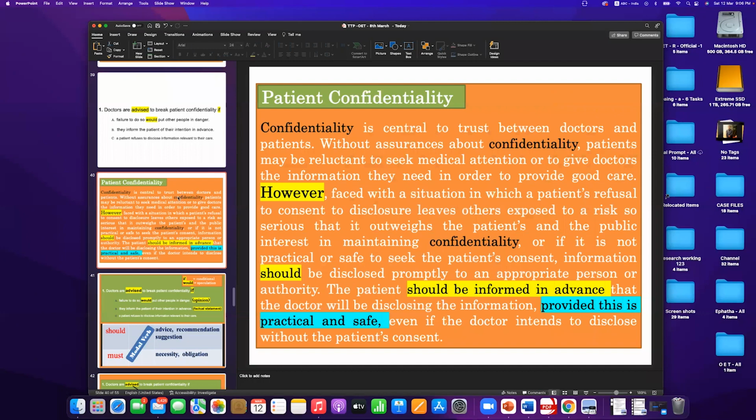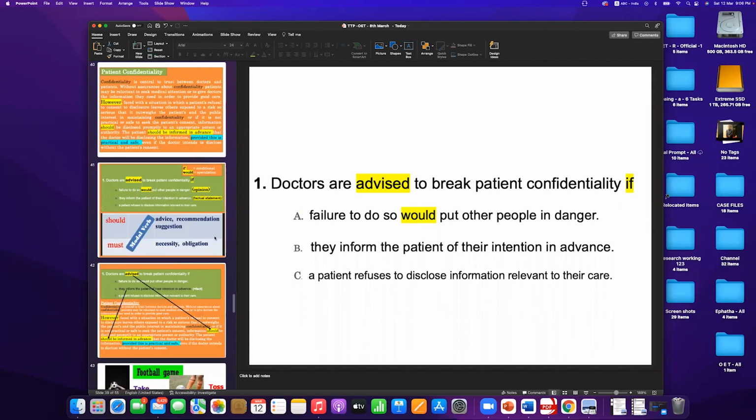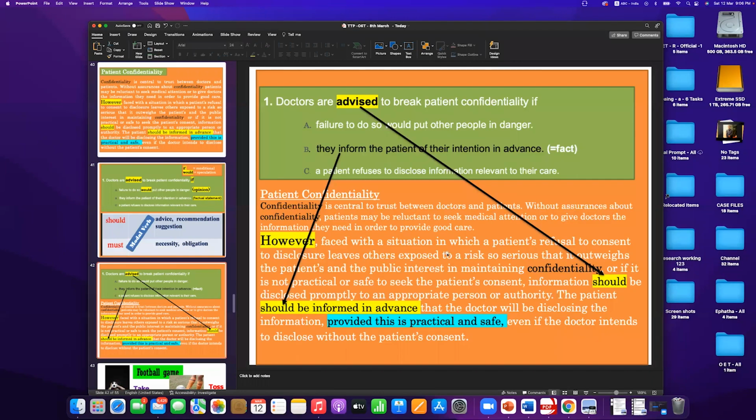This is how you have to go backwards and learn. As I told you, should is advice. Should means advice, recommendation, or suggestion, the modal verb. Doctors are advised to break patient confidentiality. Should is here. Should be informed in advance. So it is not must. They inform the patient of their intention in advance. It's a fact. But here it says should be informed. Should be is not must be.